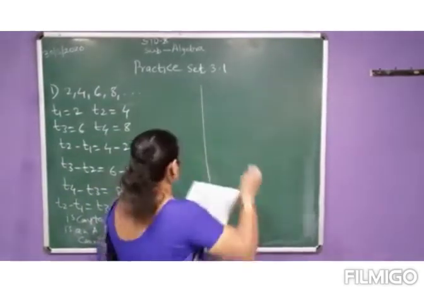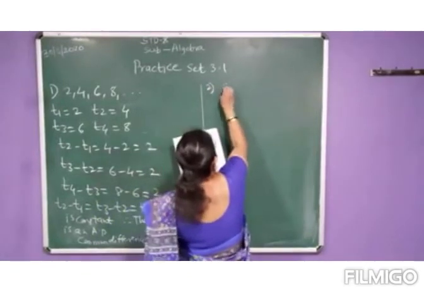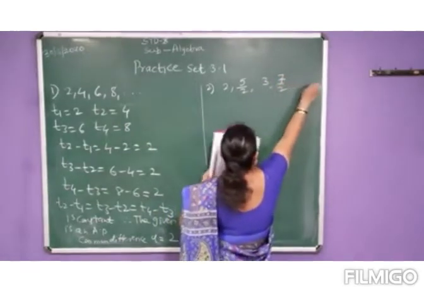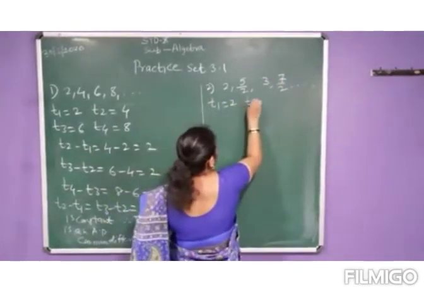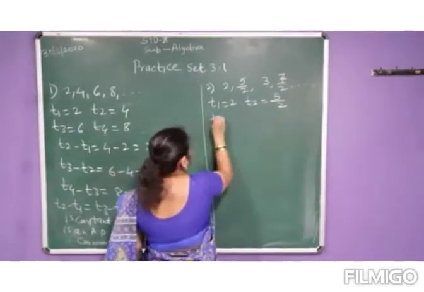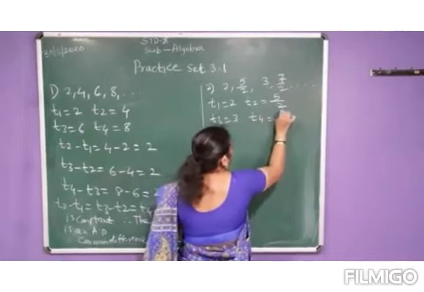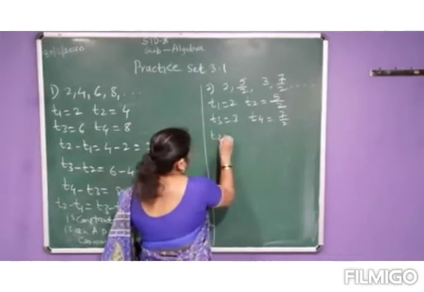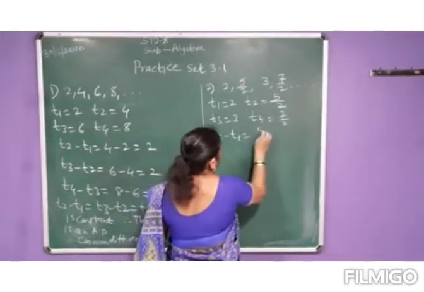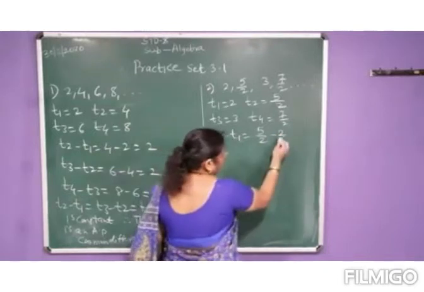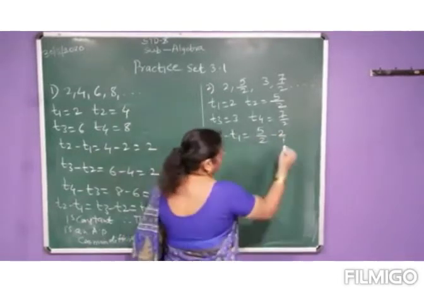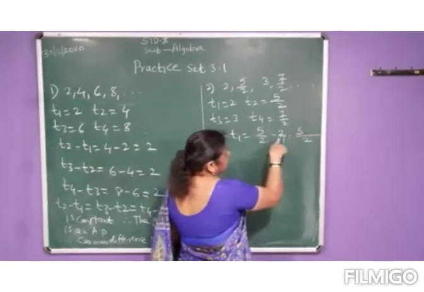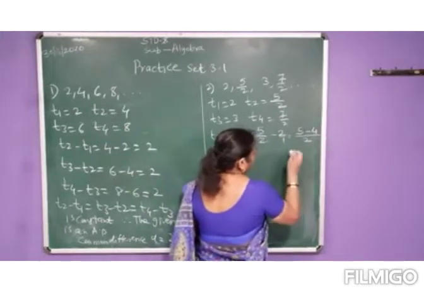Now we will go for the second question, that is 2, 5 upon 2, 3, 7 upon 2. Again T1 is 2, T2 is 5 upon 2, T3 is 3 and T4 is 7 upon 2. Now here again we will find out T2 minus T1. T2 is 5 upon 2 minus 2. Now when nothing is there at the denominator, we will consider it as 1. Now we will make the denominator the same. So now 5 I will write as it is. Now here I will multiply by 2. 2 2s are 4.